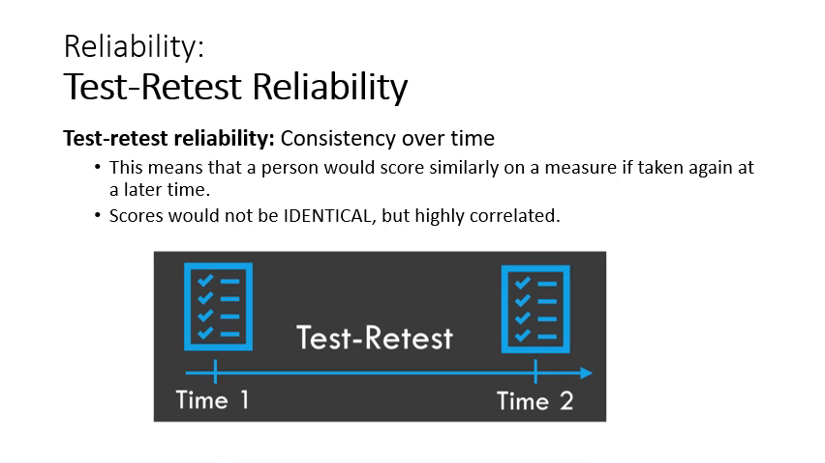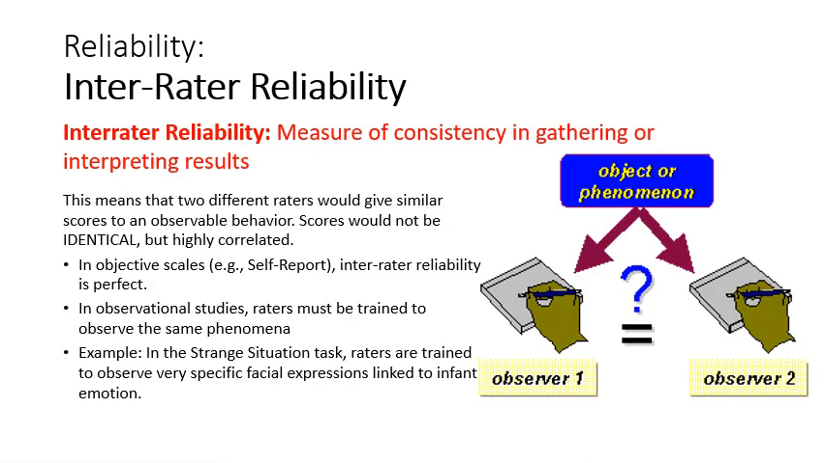Their scores would not be identical, but if we gave the test to a number of people and then gave it to them again, we would see a correlation across time, and that's called test-retest. And secondly, or well, I should say fourthly, we have inter-rater reliability, and this is how consistently we gather or interpret the results. So two different raters would give similar scores to an observable behavior.